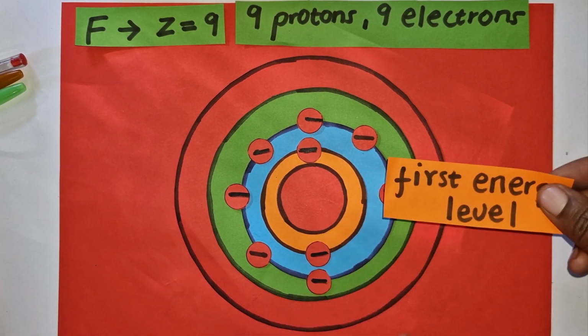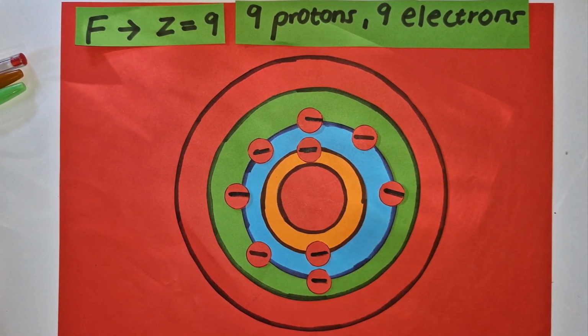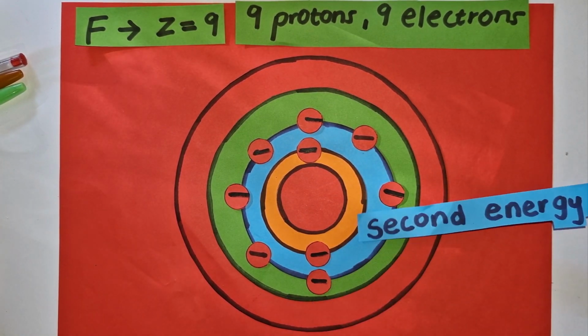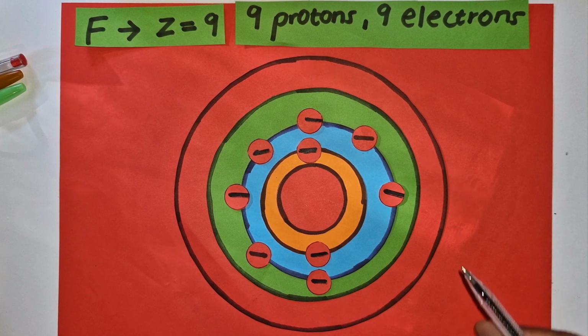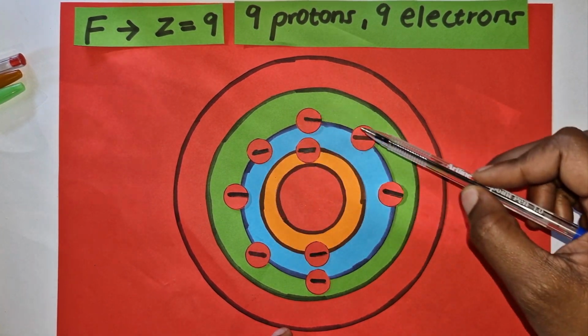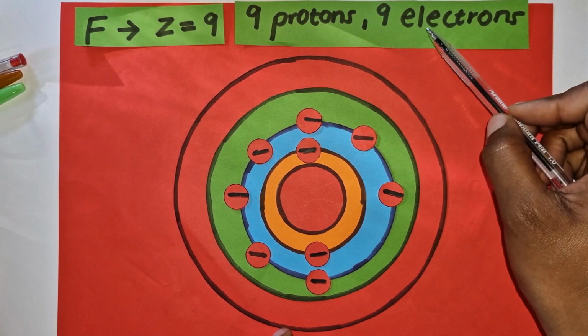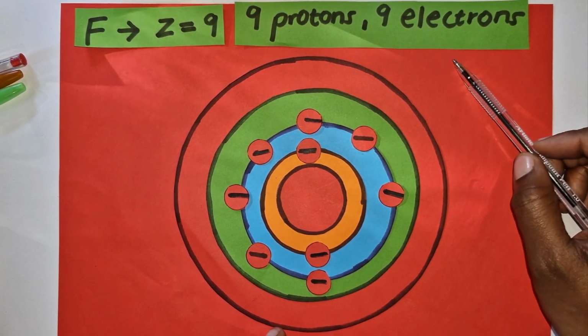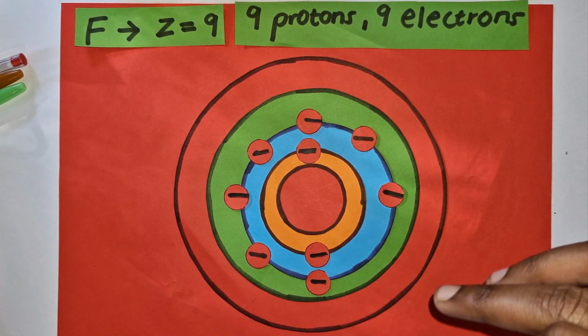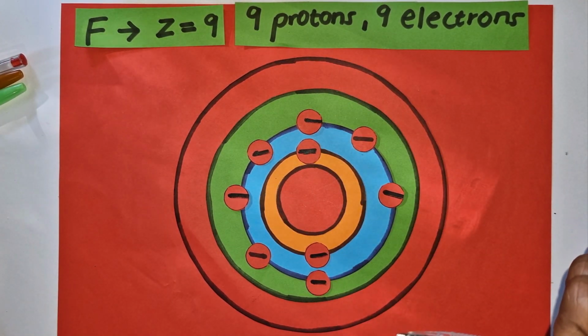So in the first energy level there, we have 1, 2 electrons, and then in the second energy level, the blue, we have about 1, 2, 3, 4, 5, 6, 7. 7 plus 2 will give us the 9 electrons. So that's how those electrons would be arranged for the fluorine atom.